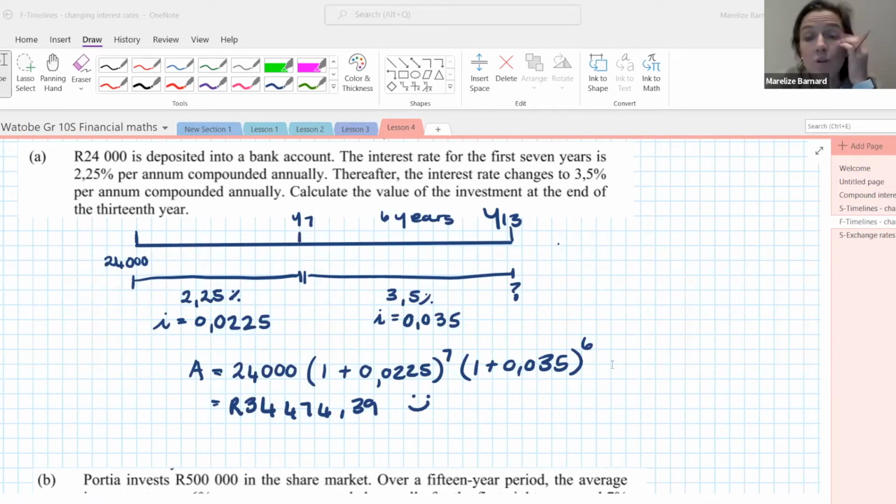Yes, but you only round at the end. You don't round within your steps. You must only round at the very end. Otherwise, each time you lose some accuracy.